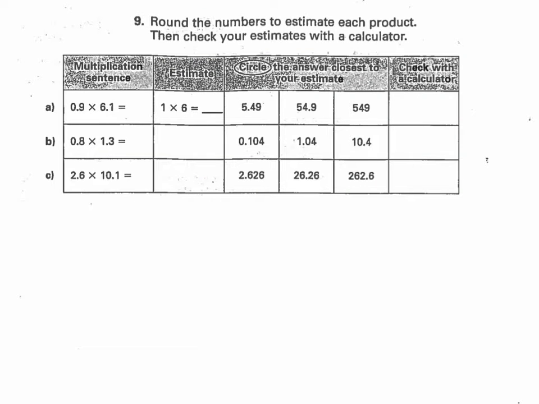There are 2 more questions for you to do, and this involves estimating and using a calculator. Here's our multiplication sentence. 0.9 times 6.1. We're going to round an estimate. Decimal 0.9 becomes 1. 6.1 rounds to 6. 1 times 6 is 6. Circle the answer closest to my estimate. 5.49, 54.9, or 549. It's this one.